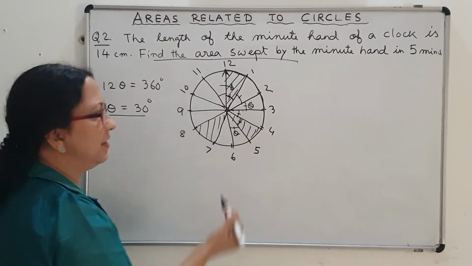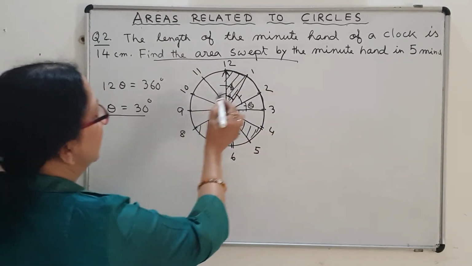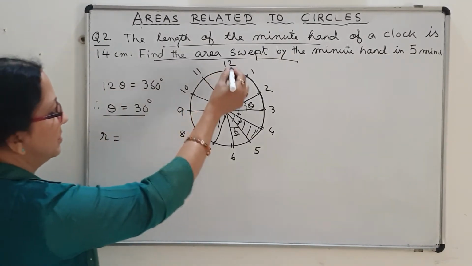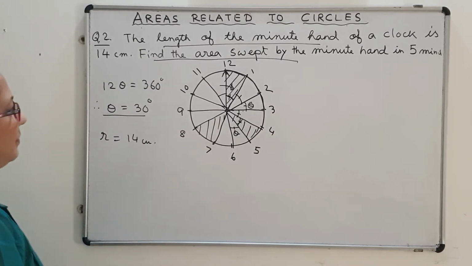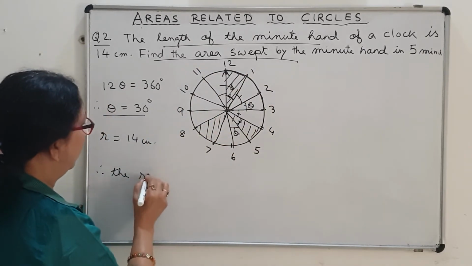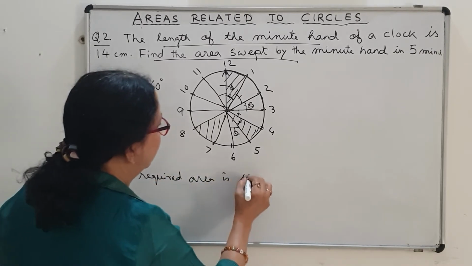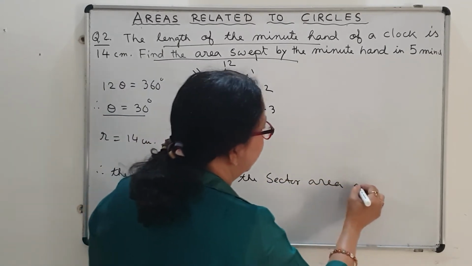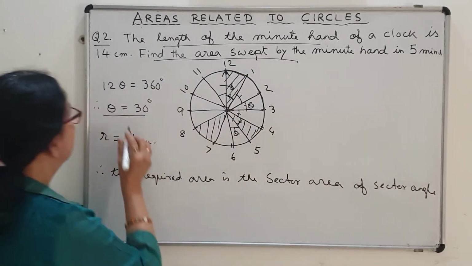All sectors are identical, so you have to find the sector area of this, and the radius of this circle is nothing but the length of the minute hand. So you write R of this clock is the length of the minute hand, which is 14 centimeters. So the required area is the sector area of sector angle 30 degrees.